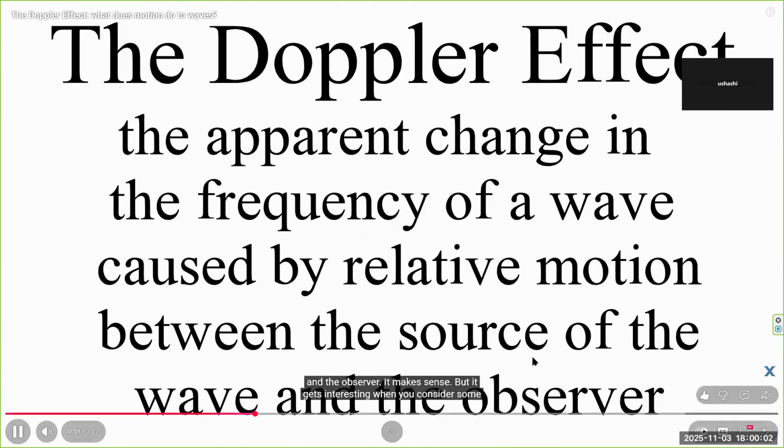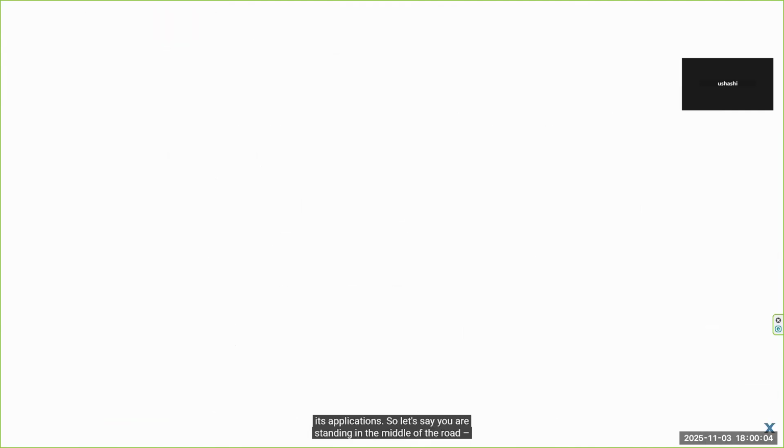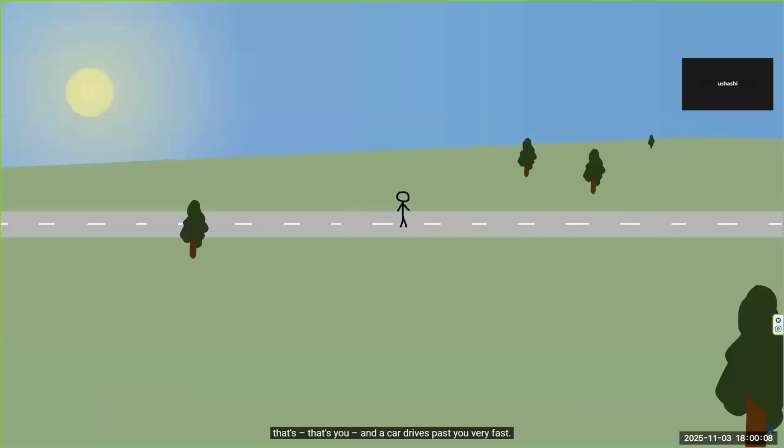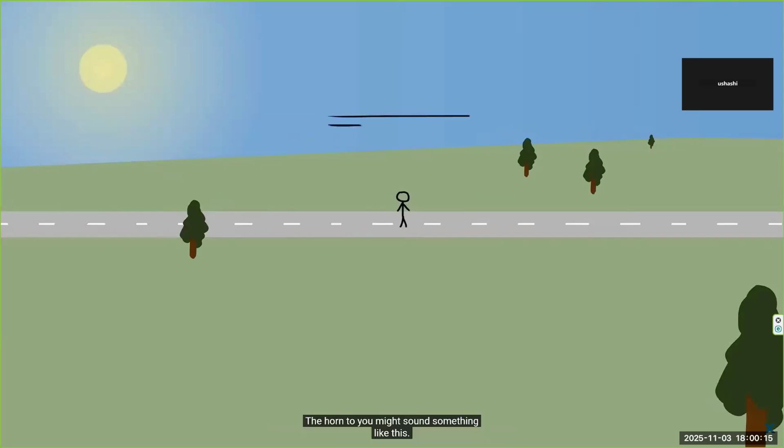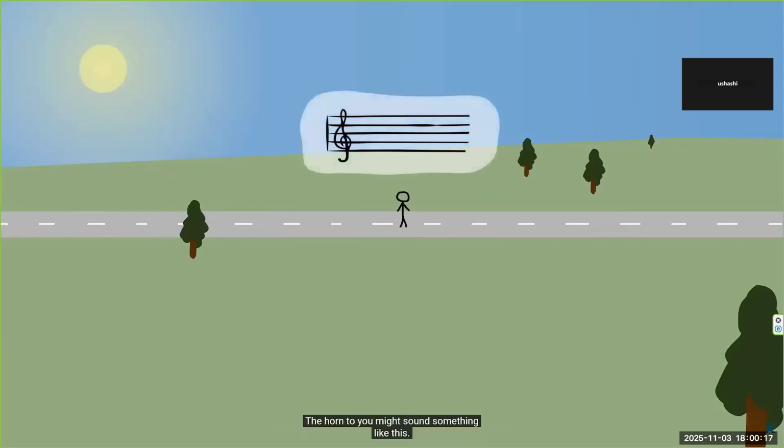It gets interesting when you consider some of its applications. So let's say you are standing in the middle of the road. That's you, and a car drives past you very fast. As it does so, it honks its horn because you're standing in the middle of the road. The horn to you might sound something like this.